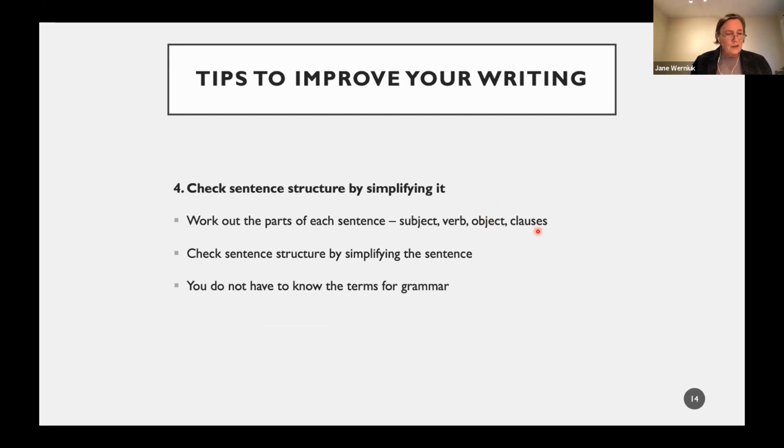Knowing the parts of the sentence, you can simplify it to check the forms of the pronouns and verbs to make sure what you've written is actually correct. I have a confession to make. I don't remember most of the terms for grammar anymore, and that's okay. As a working writer and editor, all I need to know is subject, verb, object, clauses, and maybe pronoun, and I need to understand how the different parts of a sentence work together.